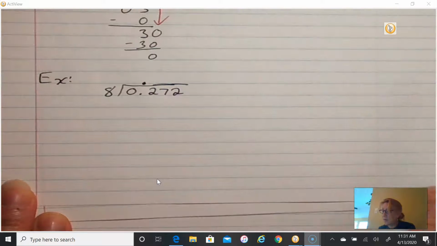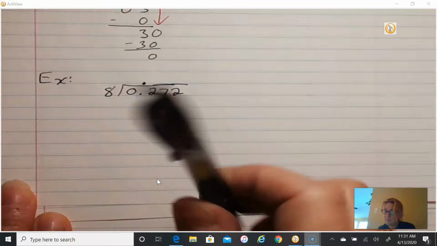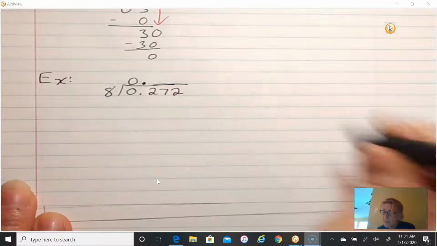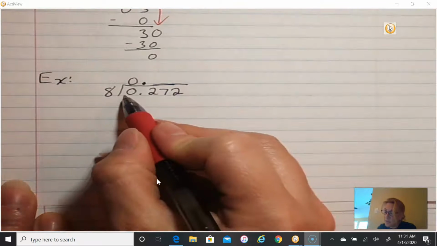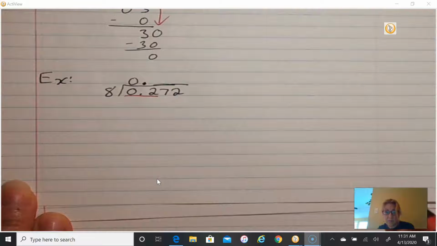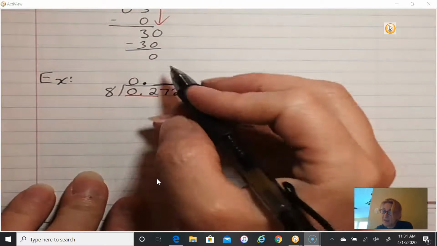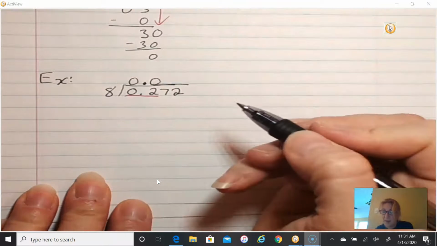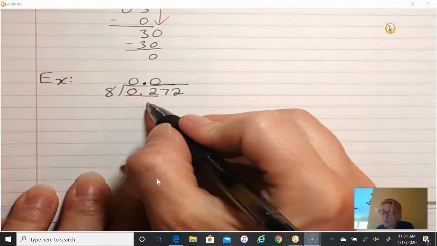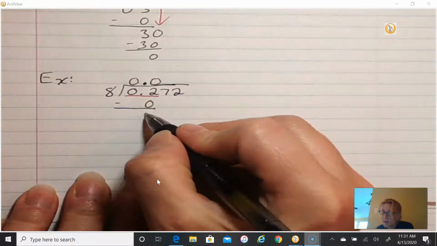And can 8 go into 0? No. Can 8 go into 2? That'd be just a 2. No, it cannot. So we have to put a 0 over that. 0 times 8 is 0. Subtract, we get 2.